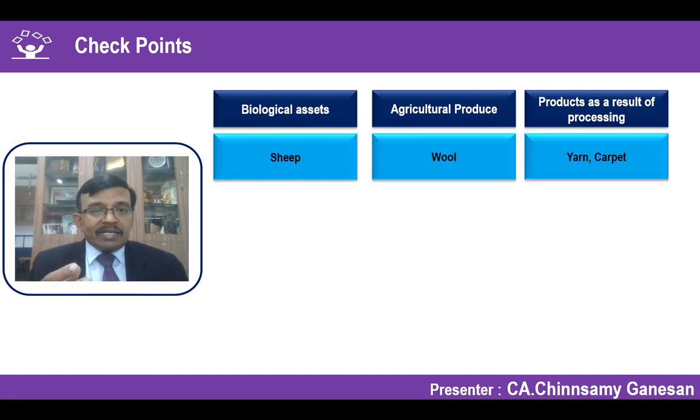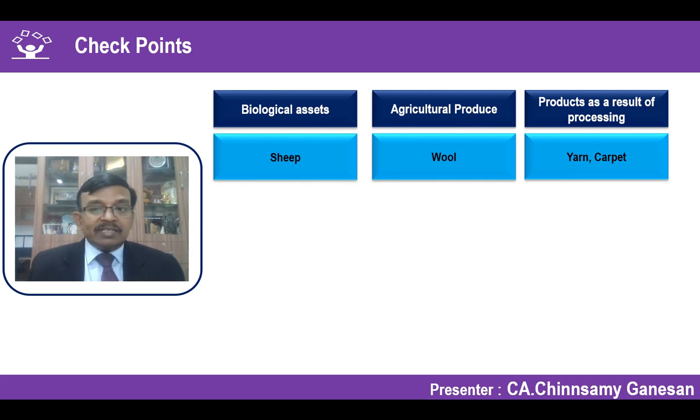Suppose I am taking sheep. Sheep is a biological asset because it's a living animal. Agricultural produce is the wool which I am harvesting from the sheep. But the sheep has more than one economic useful life. Every time I am not killing the sheep, whereas I am only taking the wool.